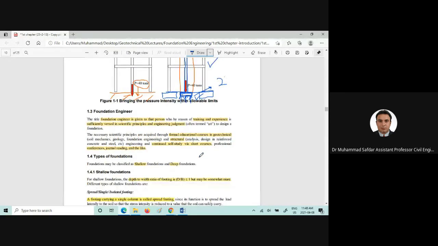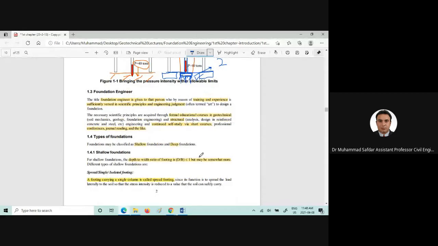Now, who is a foundation engineer and how can we prepare a foundation engineer if a student gets some training, gets some experience, and knows a few scientific principles? Now, what are those scientific principles? He should know about the phase relationships, the origin of the soil, the compaction characteristics, the consistency limits, the consolidation, the shear strength of the soil, and the foundation designing, Terzaghi's bearing capacity equations.